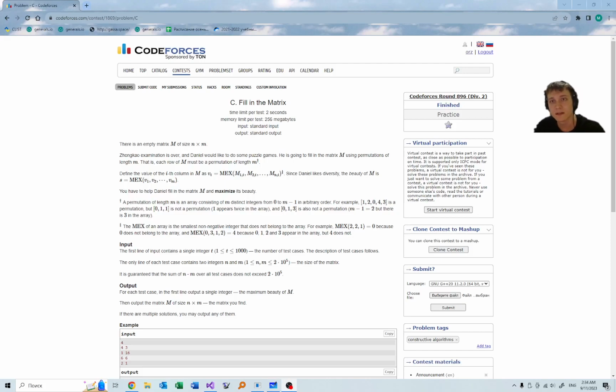I will explain Division 2 problem C, "Fill in the Matrix." Actually, I will not solve this problem using a programming language, because the process of implementing it you can find in my screencast. During the screencast, I solved this problem. How can we solve this problem?